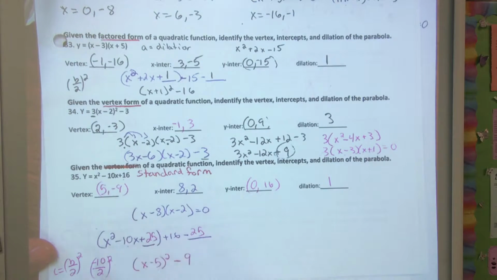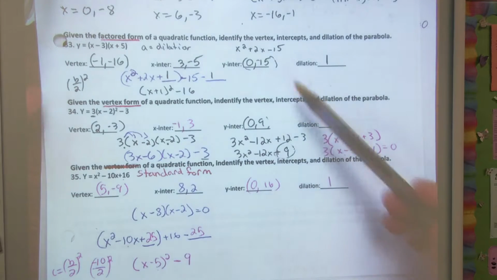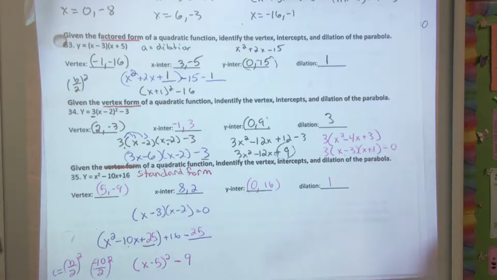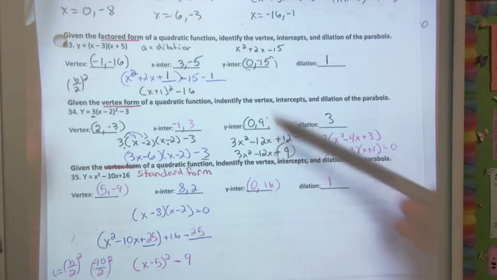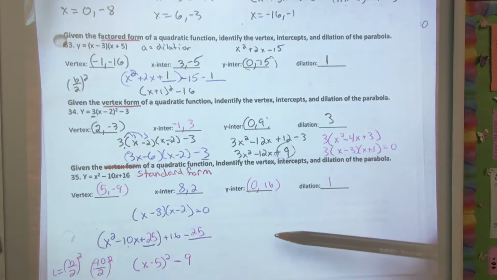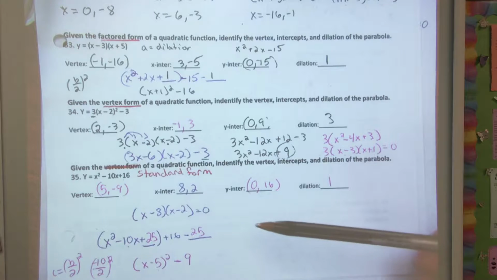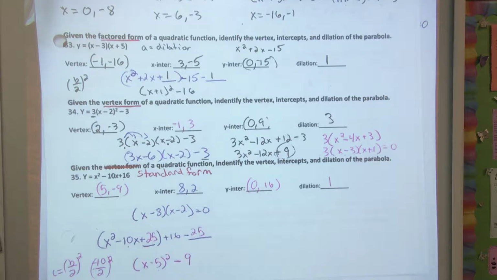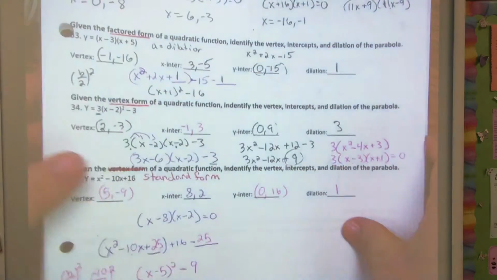to get my vertex. Okay, so 33, 34, and 35 are really nice examples of how you can get different pieces of information from different forms of the quadratic equation. Each one is special in their own way. Okay, last page.